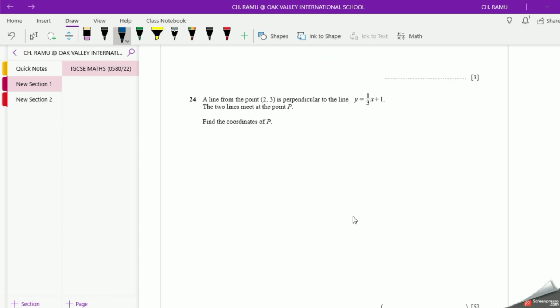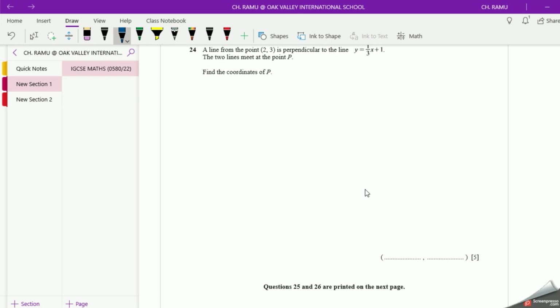Now question number 24. A line from (2, 3) is perpendicular to the line y is equal to 1 by 3x plus 1. The two lines meet at point P. Find the coordinates of P. Take this as the first line and this is another line. Both lines meet at point P and are perpendicular to each other. This is the given line, y is equal to 1 by 3x plus 1, and the other line passes through (2, 3).